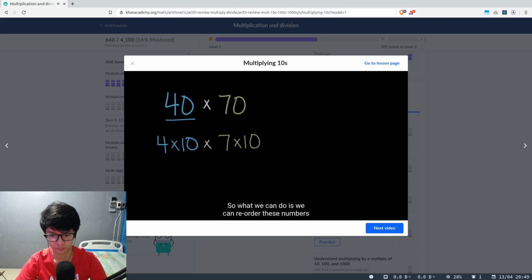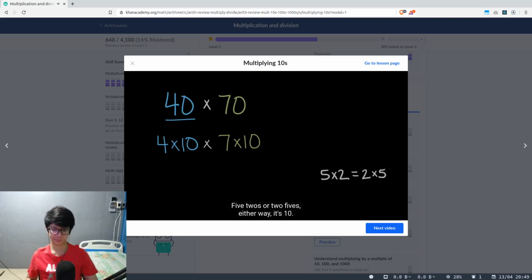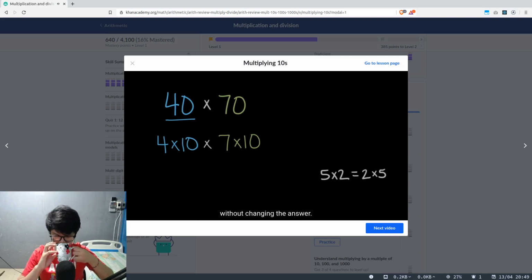So what we can do is we can reorder these numbers in a different order to again continue making this question easier for us to solve. Because in multiplication, the order doesn't matter. If we have 5 times 2, for example, that will be the same as 2 times 5. They're both 10. 5 2s or 2 5s, either way it's 10. So we can change the order of the numbers without changing the answer.